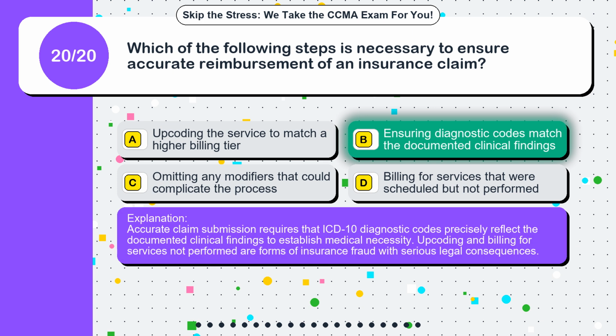Accurate claim submission requires that ICD-10 diagnostic codes precisely reflect the documented clinical findings to establish medical necessity. Upcoding and billing for services not performed are forms of insurance fraud with serious legal consequences.